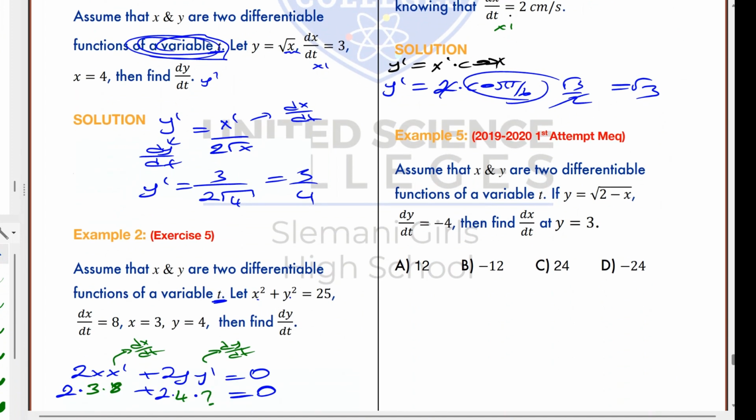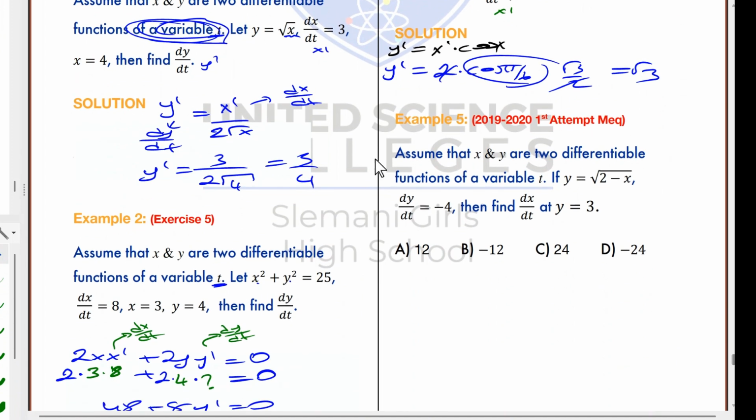One last question. Another similar question. Assume that x and this is this sentence. You'll see the sentence in every question. This is your function. Read the given. dy over dt, y prime is given. dx over dt is unknown. x prime is unknown. And y is given, x is also unknown.